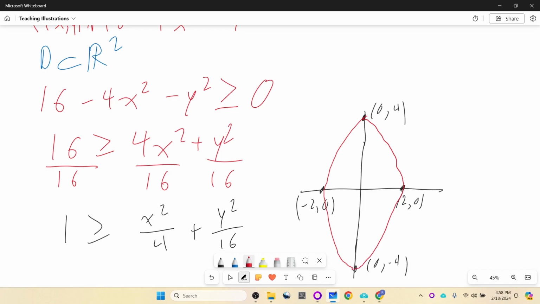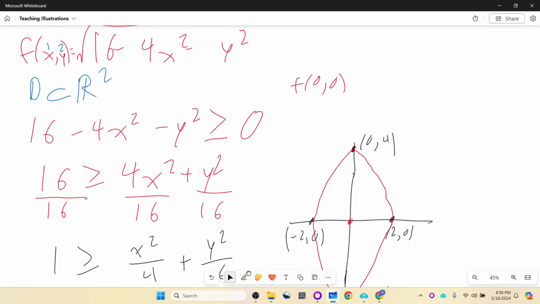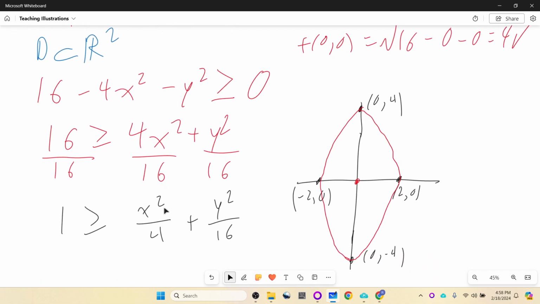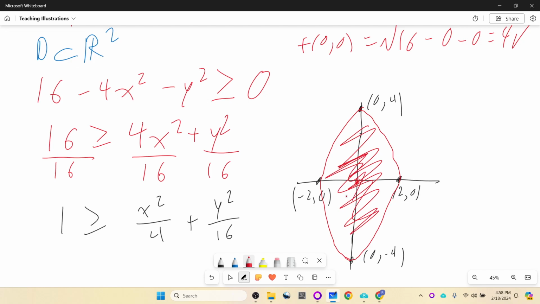It's an ellipse. Since it's equal here, I'm using a solid curve, not a dotted one. Now, do I shade inside or outside? Well, let's pick a point. Let's pick the most obvious point, which is 0, 0. Is 0, 0 in the domain? F of 0, 0 is square root of 16 minus 0, which is 4. Yes, it's in the domain. Could also have plugged in here and said 1 is greater than or equal to 0. That would work too. So the domain is everything inside this little football here.